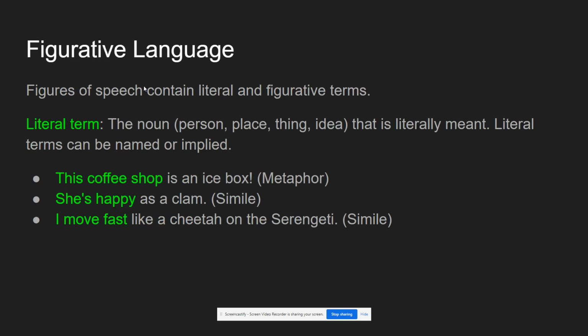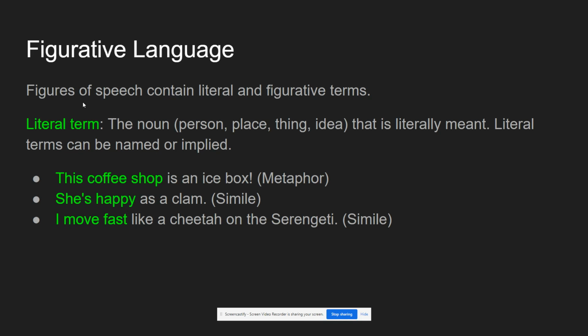Next. In all figures of speech, no matter what, there is always a literal term and a figurative term. So that's a key vocabulary insight here. Literal term, figurative term. The literal term is always a noun, and it's the person, place, thing, or idea that is literally meant. That is, it is the real thing that exists. It's not the fake or unreal thing that you're comparing the real thing to.